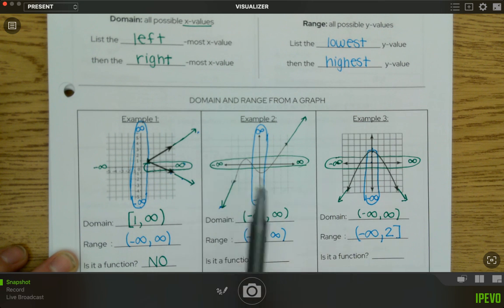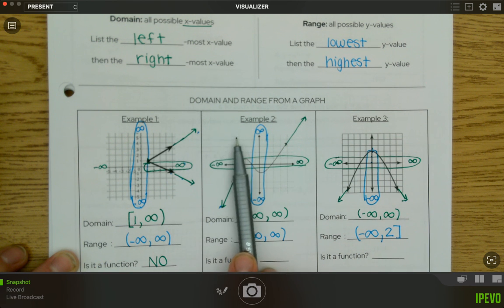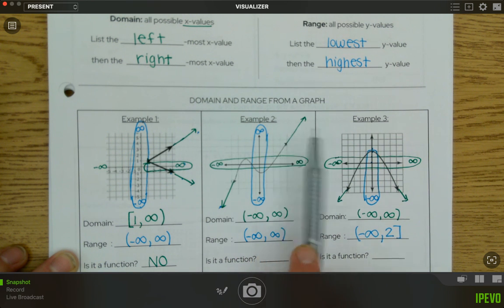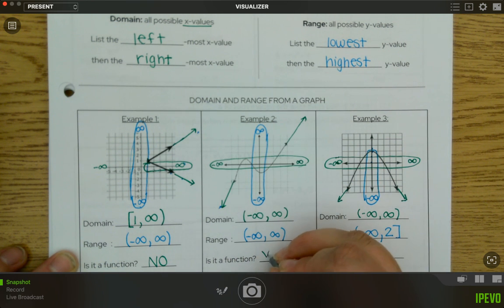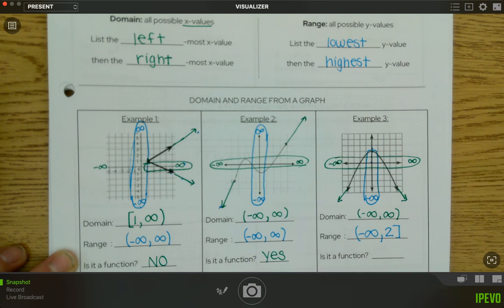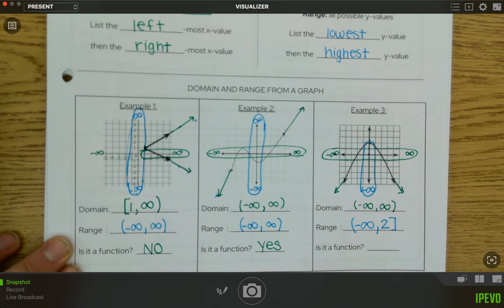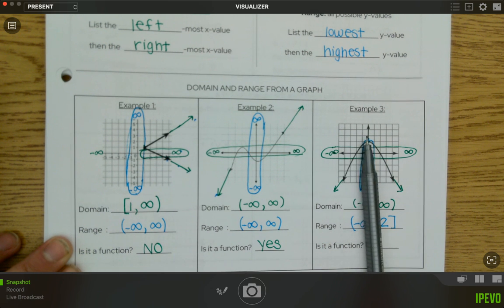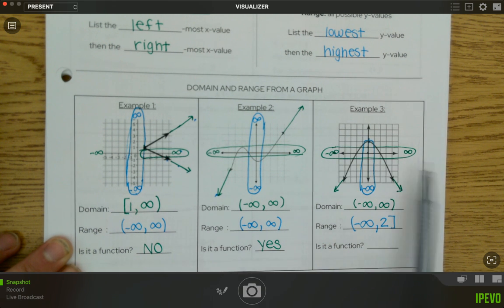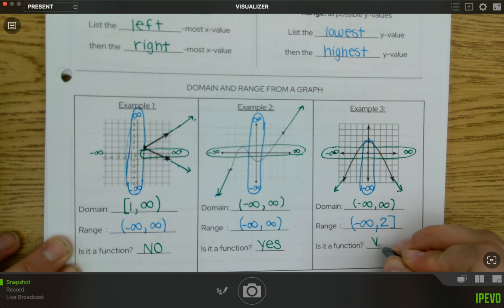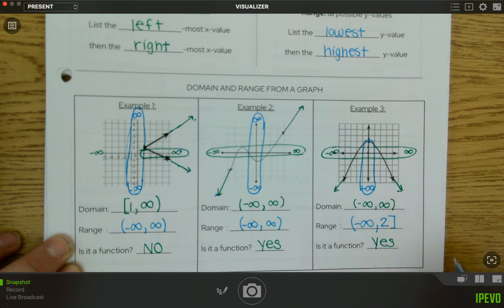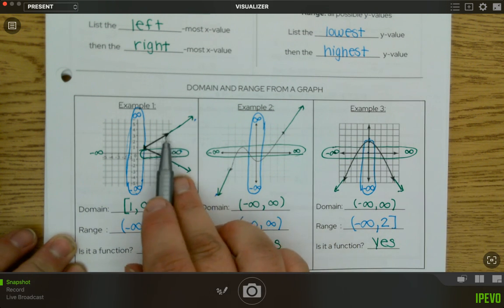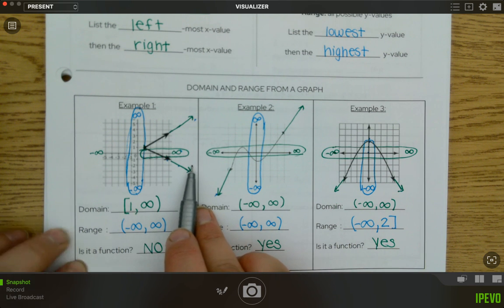And then same thing here, going all the way across. It only crosses once, once, once. So this one is okay. It is a function. And then over here, it's okay, it only crosses once the whole way across. So this one is a function too. When it's not a function, that means it's sort of overlapped itself like this. Okay?